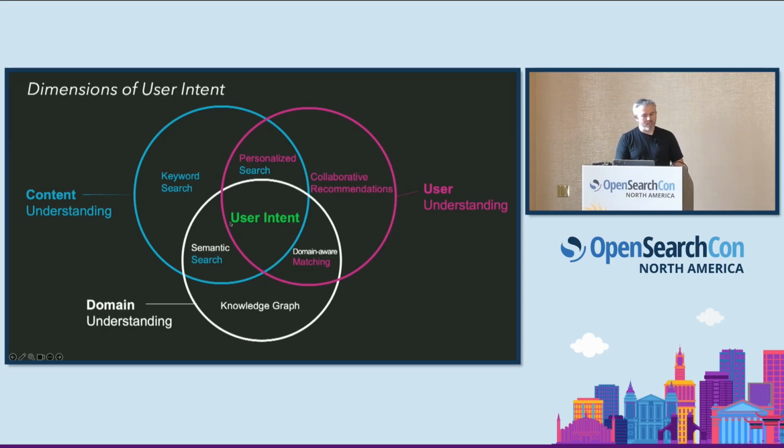But the interesting thing is when we look at the intersections of these. If we look at the intersection between my content understanding and my domain understanding, that's where we have things like semantic search. And today what we're going to talk about is this area here, where I'm looking at the intersection between the content I have and what my users are doing and how they're interacting with that content. And that allows me to generate personalized search.